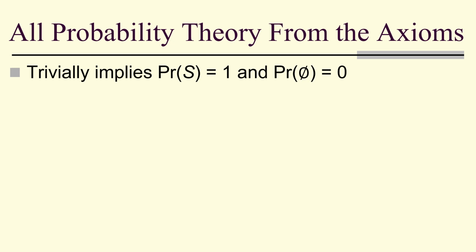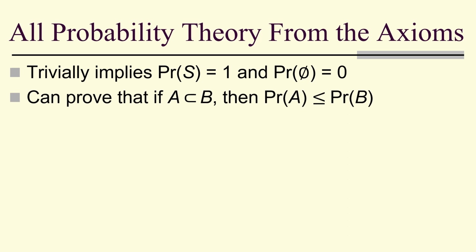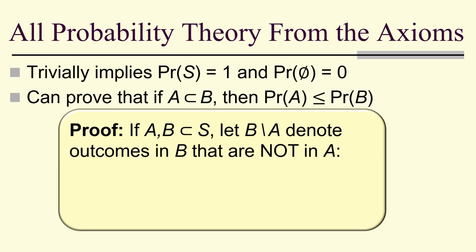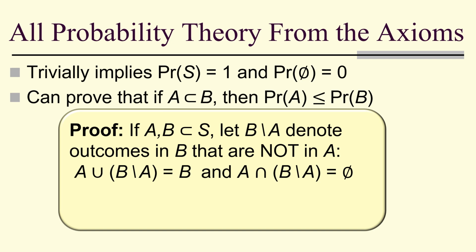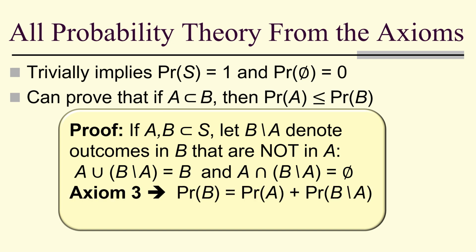Trivially, this implies the probability of the entire sample space is 1 and the probability of the empty set is 0. We can prove that if A is a subset of B, then the probability of A is less than or equal to the probability of B. Let's just go ahead and do that. If A and B are subsets of S, then let B not A denote outcomes in B that are not in A. Then A union B not A has to be B, and A intersect B not A is the empty set. So axiom 3 says the probability of B is the probability of A plus the probability of B not A, which is non-negative. And therefore, the probability of B is greater than or equal to the probability of A.